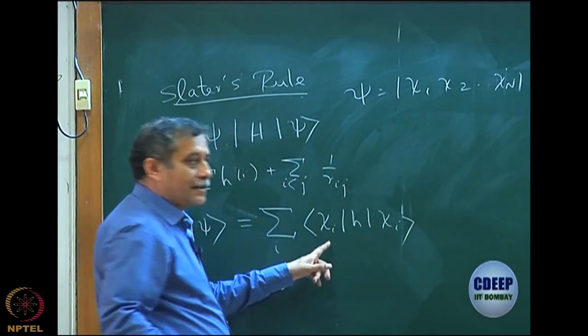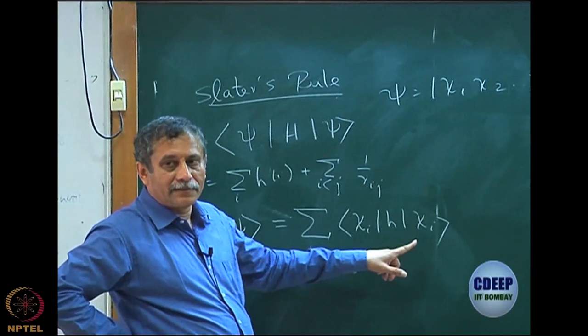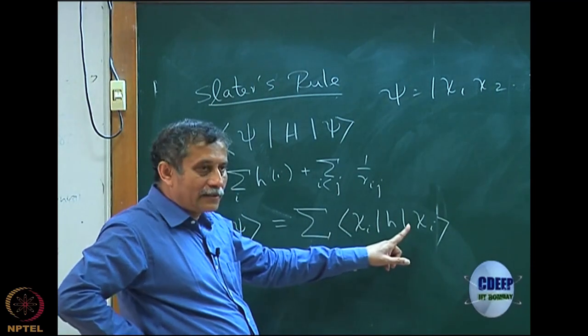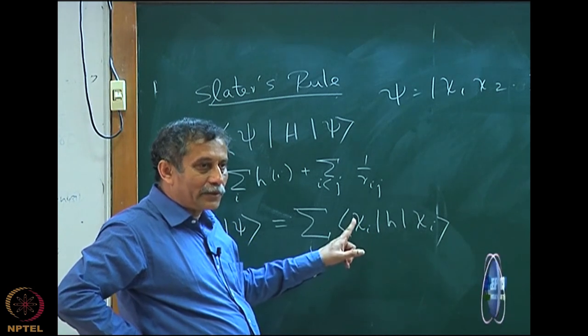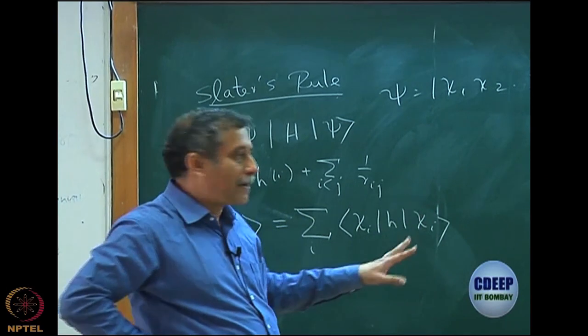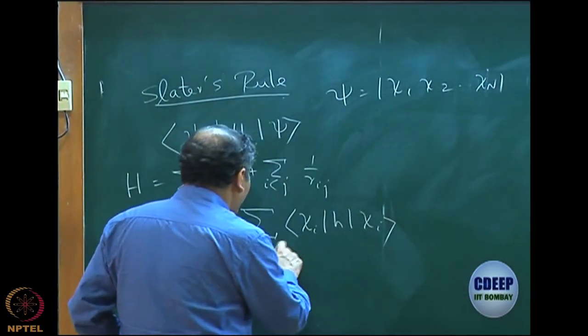Note that these i's are indices for spin orbitals. These are not coordinates of electron. Coordinate of electron is only one, and that is a dummy variable. So, whether it is electron 1, electron 2, electron 3 does not matter. These n spin orbitals actually take care of n electrons.